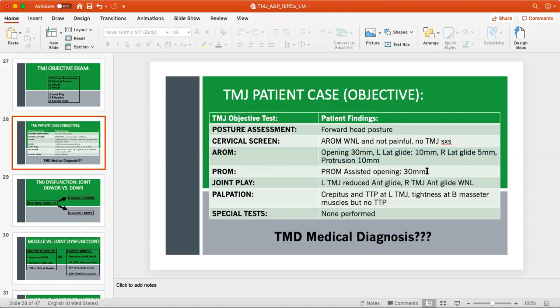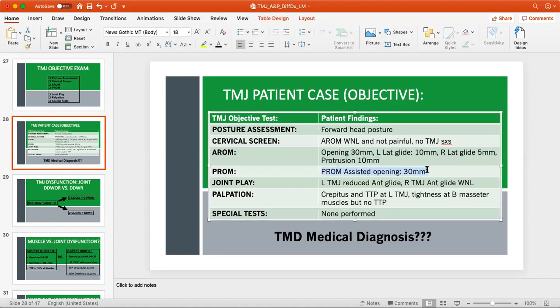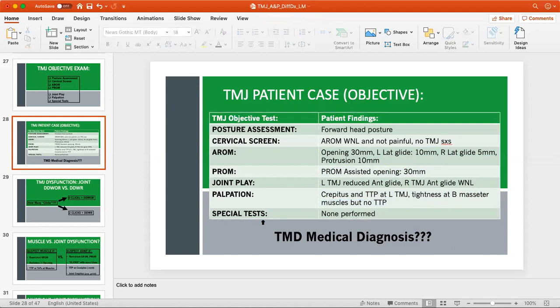And then passively, if you passively move them into opening, here's the amount of opening that they have. Is that normal or restricted? I'll let you think to yourself. Testing glides, that right TMJ, normal, left TMJ, we have reduced glide. What does that mean? Crepitus at the left joint, and then tightness at both of these muscles, but no tenderness. So what does that tell you? So we're not reproducing pain, but there is some tightness. Special tests, we didn't do any, just to keep it simple.